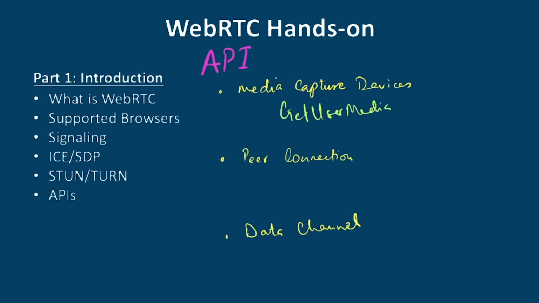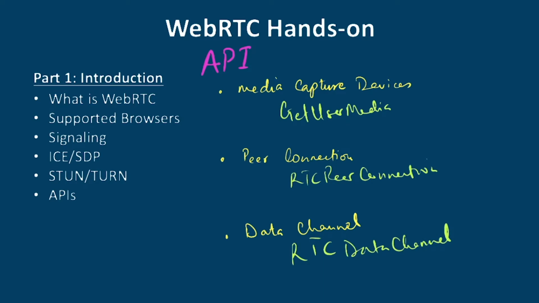PeerConnection provides support for establishing direct connection between peers. The API is RTCPeerConnection. And the third API for data channel is RTCDataChannel. The RTCDataChannel API allows for bidirectional data transfer. In our hands-on section, we shall apply all these APIs in practice.